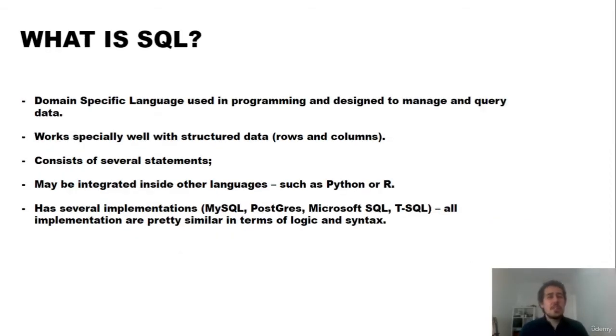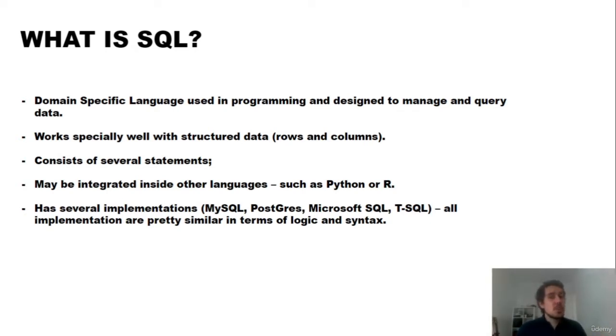Okay, so what is SQL? Well, SQL is a domain-specific language that is used to program and is designed to manage and query data. We'll understand what this means, of course, throughout the practical lectures, but mostly SQL is used as a language to be specific for data manipulation. It's not a language to build applications, it's not a language to build algorithms like Python or R, it's not that, it's assumed to be a language for manipulating data, querying and extracting data.